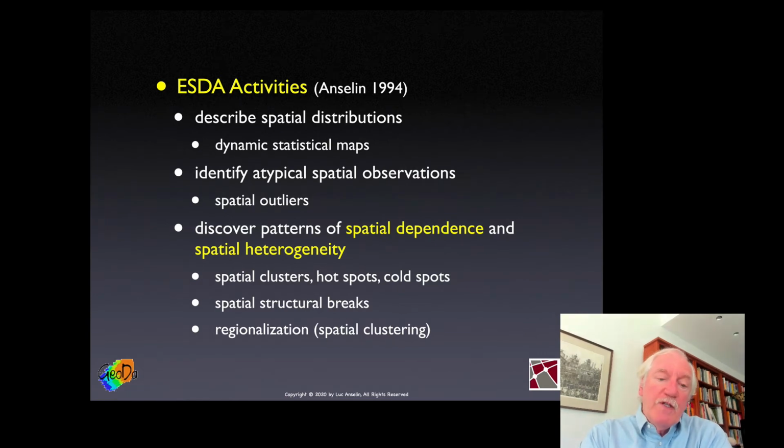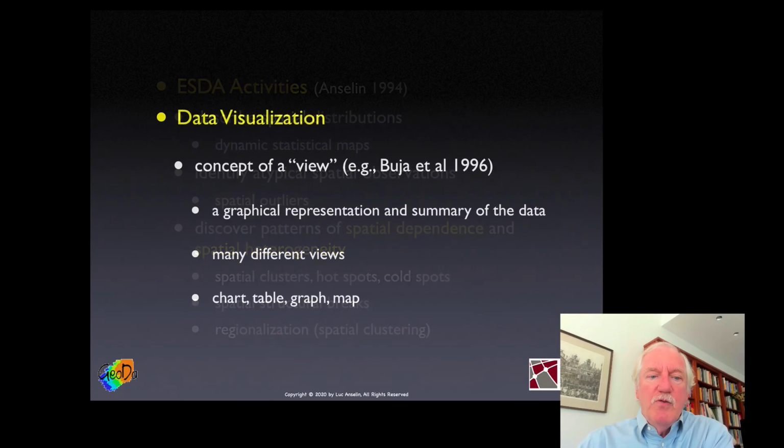So what is this about? Finding clusters, hotspots, cold spots, structural breaks, that's the heterogeneity, and then regions in the data, which we'll cover in the other course, the spring course that I mentioned earlier. So that's pretty much what we're going to be doing.